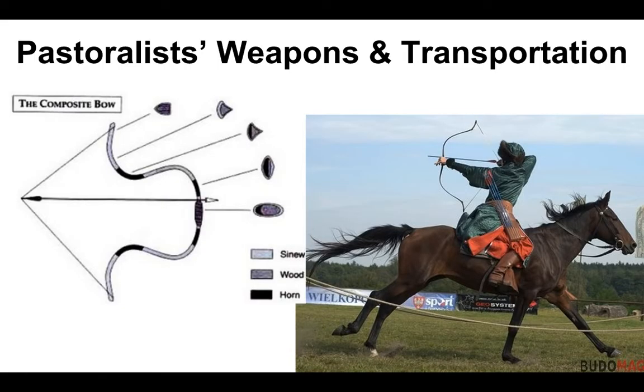Pastoralists didn't go away. They had weapons and modes of transportation that gave them great advantages. The composite or compound bow was very important. It was just a long-range, deadlier weapon. And of course, riding on horseback meant you could fire your weapon and ride away, and you had longer range. They were quite effective in using these new technologies for their conquest as well.